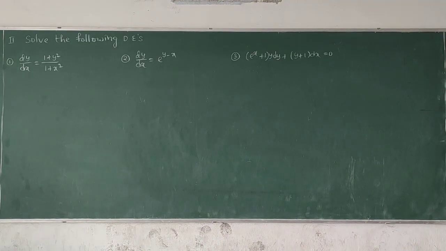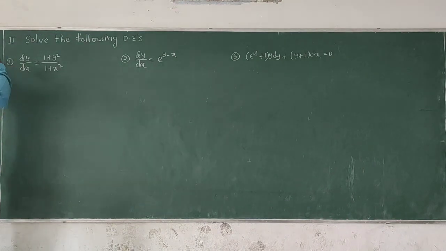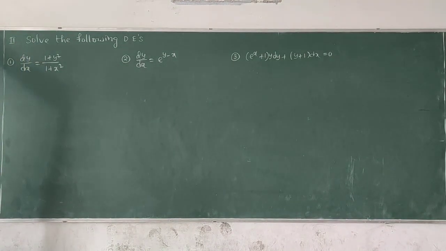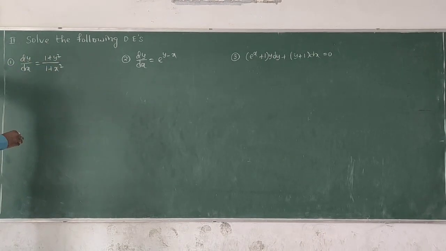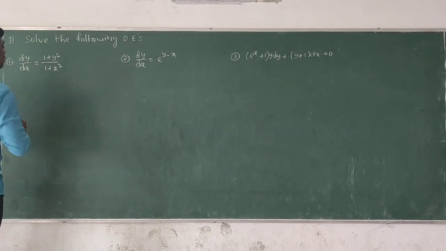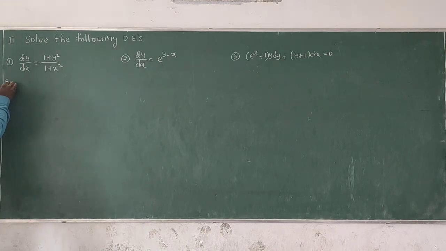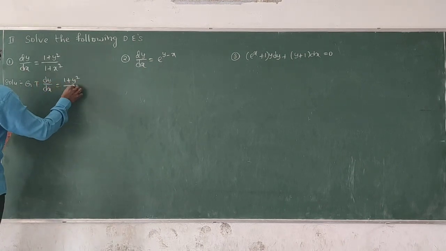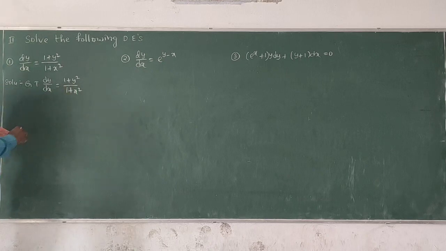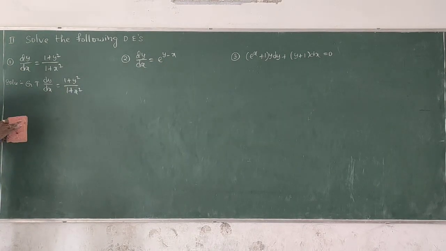Yes, students. Next calculation. Second bit, first problem. Here also in all problems we need to find the general solution of the given differential equation. In that one, the first one, dy by dx equals 1 plus y square by 1 plus x square. So in the solution, first write down the given equation: dy by dx equals 1 plus y square by 1 plus x square. We need to solve the given differential equation.